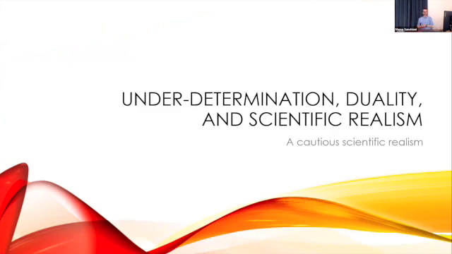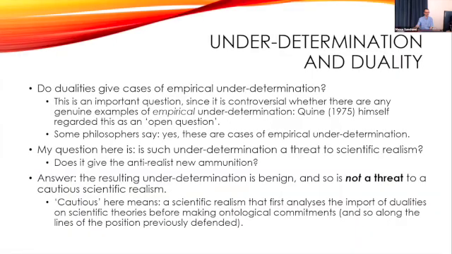Here I want to discuss something that I call a cautious scientific realism. At the outset, I would like to say it is not a new brand of scientific realism. I don't know how many types of scientific realism there are out there, and this is not a new type in that sense. Rather, it's a methodology that I would like to introduce for how to construct scientific realist positions. So the question, before we get there, is: do dualities give cases of empirical underdetermination? I think that's a very natural question to ask. And Dean Rickles, in, I believe, 2013, and also Keizo Matsubara, were some of the first philosophers to write about dualities. This was one of the first questions they mentioned.